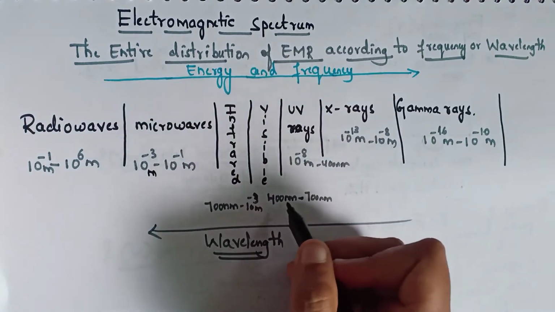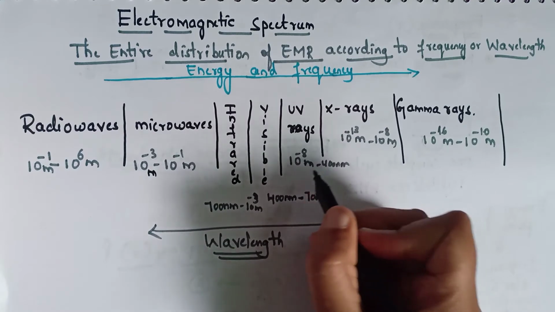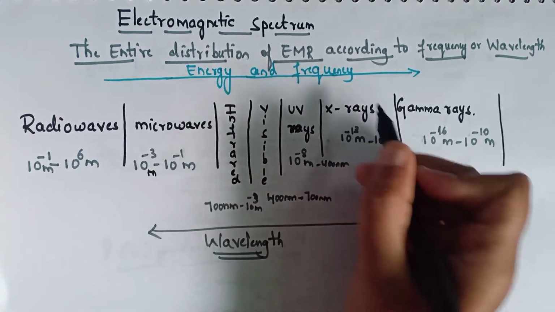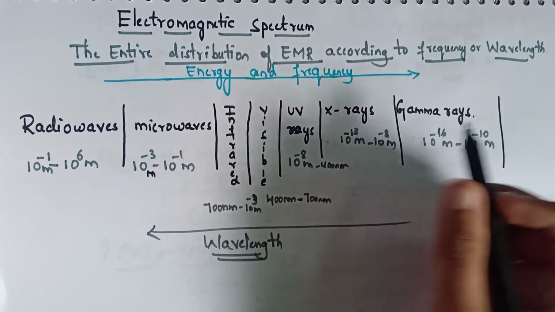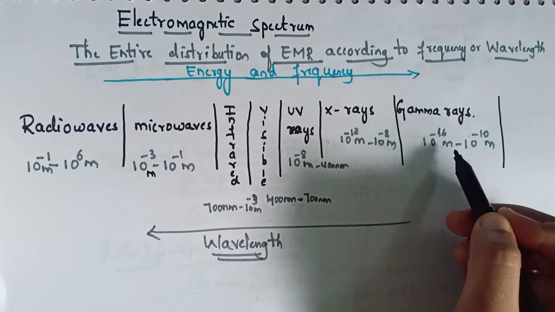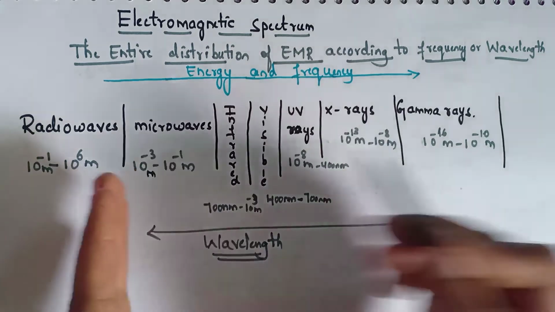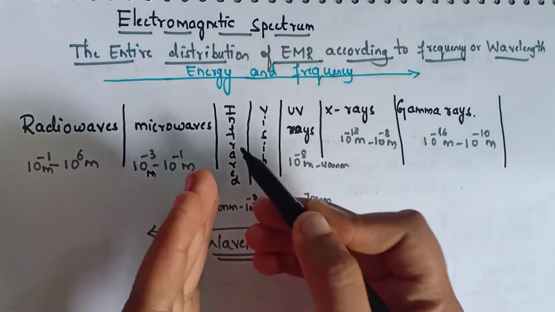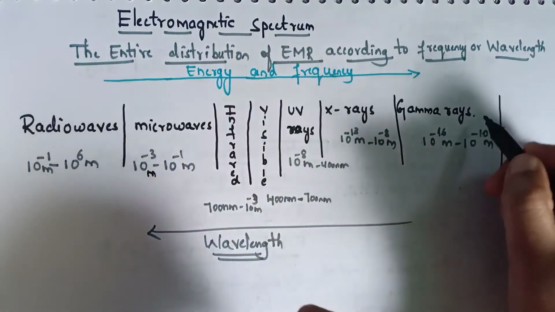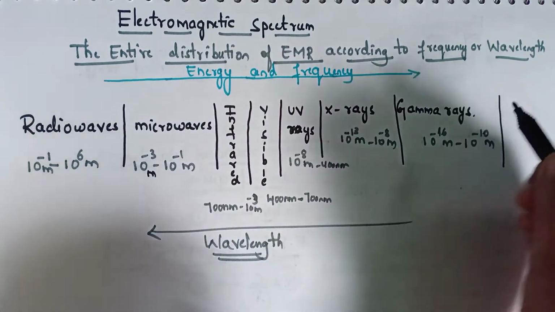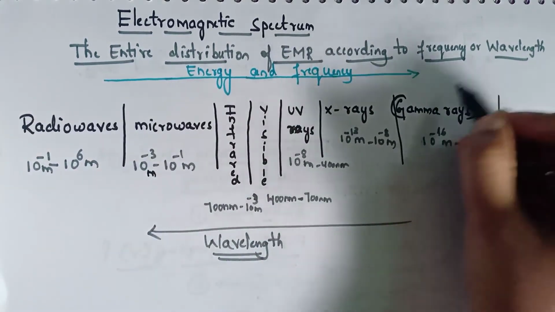Visible is from 400 nanometers to 700 nanometers. UV rays are from 10 raised to minus 8 meters to 400 nanometers. X-rays are from 10 raised to minus 13 meters to 10 raised to minus 8 meters. And gamma rays are 10 raised to minus 16 meters to 10 raised to minus 10 meters. See here, energy is increasing from radio waves to microwaves, microwaves to infrared, then visible, then UV rays, X-rays and gamma rays. Here, gamma rays are most powerful. That means their energy is more than all of these. So gamma rays have the most energy.